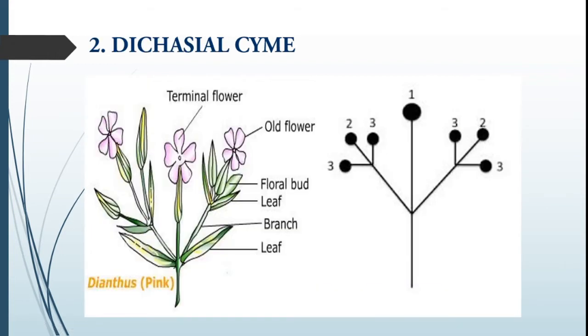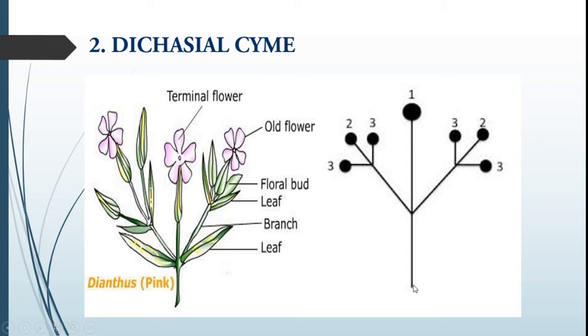This is the second category, called dichasial cyme. In dichasial cyme, as I said earlier, the main peduncle ends in a flower. Here we denote it as 1, and 2 lateral branches arise. These 2 lateral branches again end in a flower. Here we designate them as 2, and further growth starts again from both the branches, and the number 3 flowers, that is the youngest flowers, are formed.